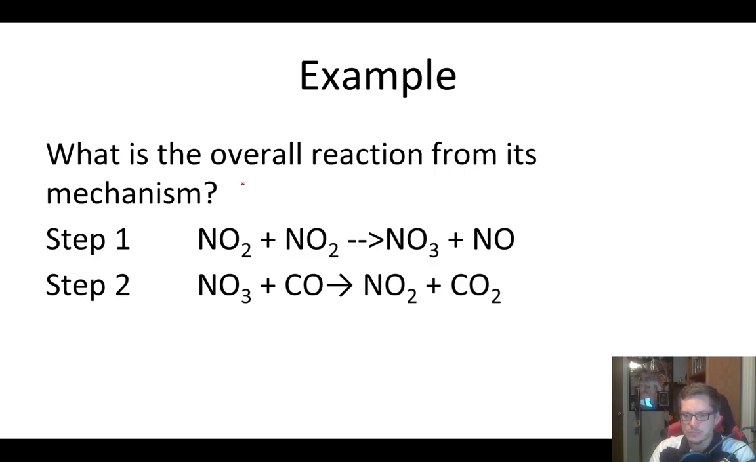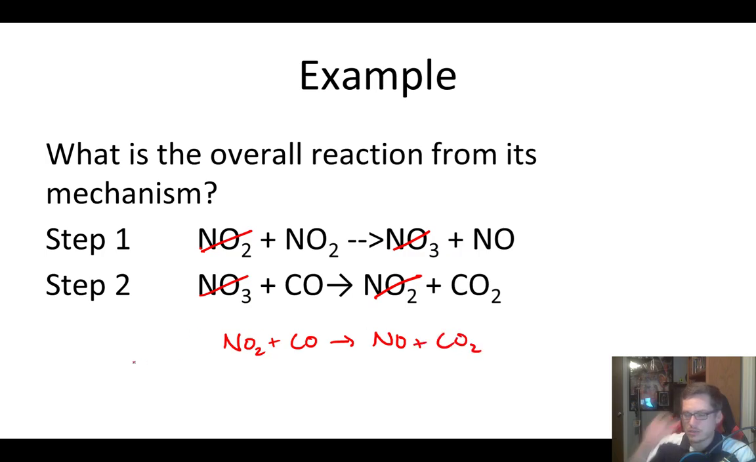All right, so let's look at this guy. It says, what is the overall reaction for this mechanism? So we're going to look at this and cancel what we can cancel. We have an NO2 here and an NO2 on the product side, so we can cancel one of those, but not both of them, right? So we still have an NO2 there. We have an NO3 and an NO3, so those cancel. And that's it, right? So our reaction here would be NO2 plus carbon monoxide goes to NO plus CO2.